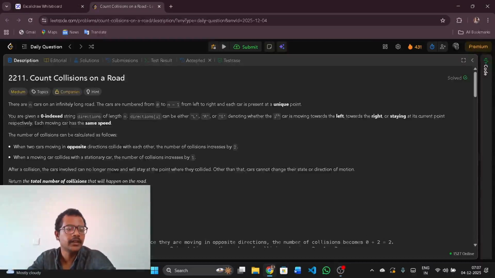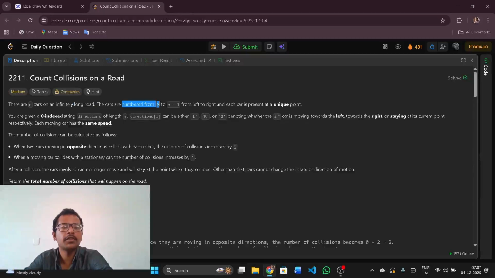I think here S is not important in this question, but let's go with the description first and then we'll be solving this. Count collisions on a road. There are n cars on an infinitely long road. It is not like a space horizontally or vertically, but let me tell you that it's like a desert. Let's be clear in that.